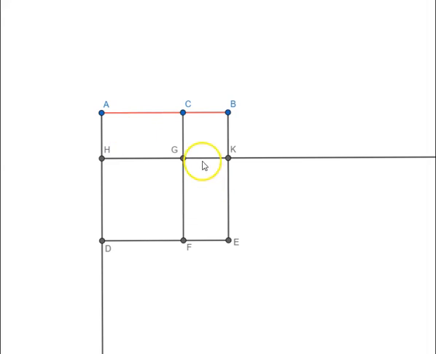Now we have to prove that this is a square and this is a square. We know this is parallel to this, and this is parallel to this, because that is how we constructed it. Now we have to prove that BC is parallel and equal to GK, and DF is parallel and equal to HG. So let's do that. First thing that we will do is join B and D. Now we have joined this.